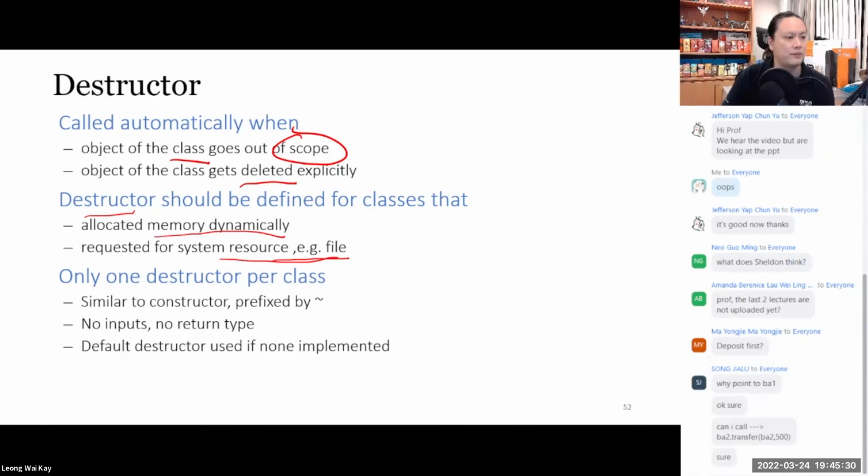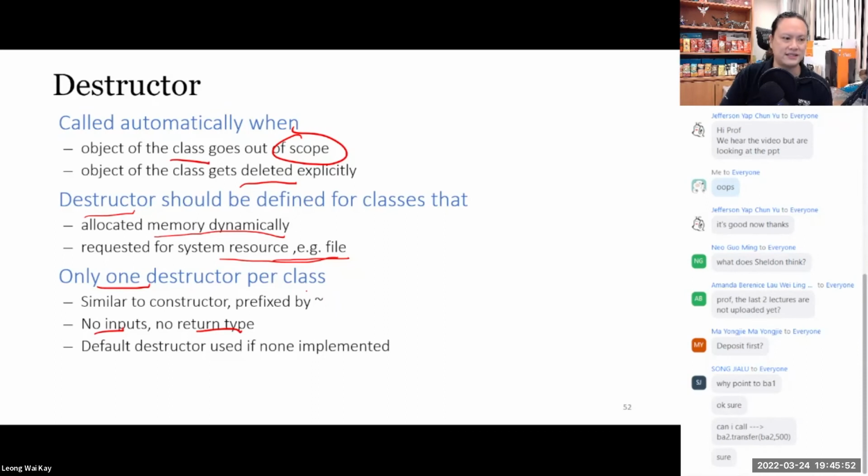So basically, this is a destructor. Every class only has one destructor. You cannot overload the destructor. Why? Because the destructor has no inputs, no return type. You're not allowed to pass any special thing in a destructor. So the compiler will just call the destructor, just like that.